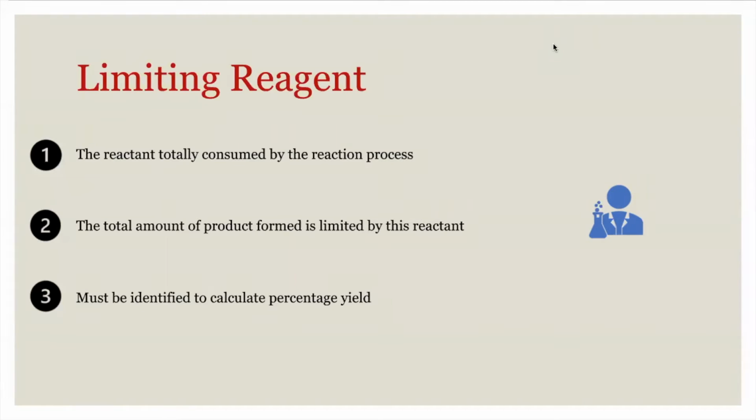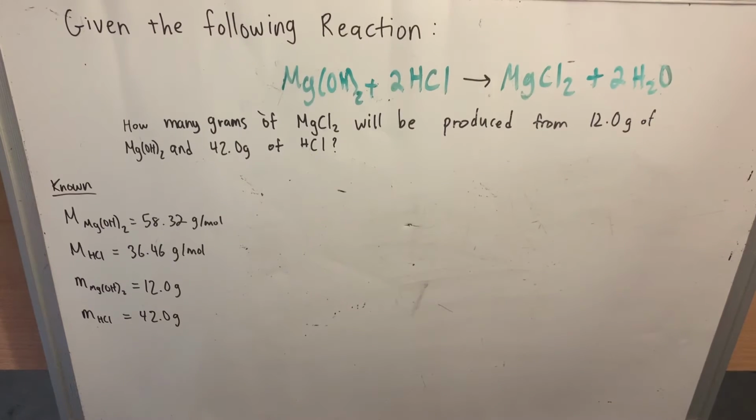You also have to really understand that the limiting reagent must be identified in order to calculate the percentage yield of a reaction. This is because the theoretical yield is defined as the amount of product obtained when the limiting reagent reacts completely. So let's go over an example.